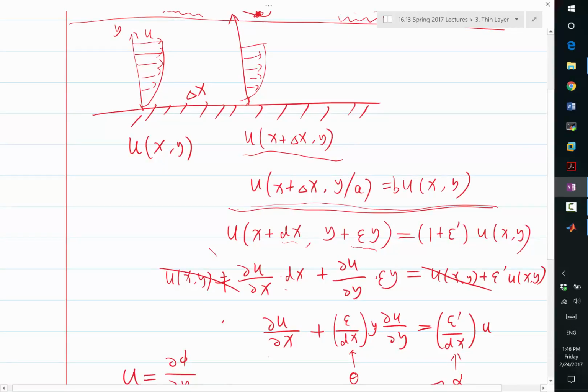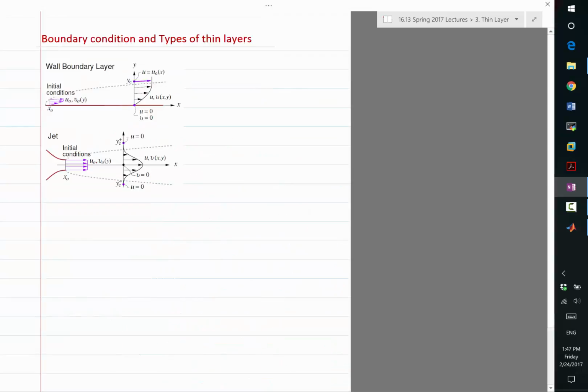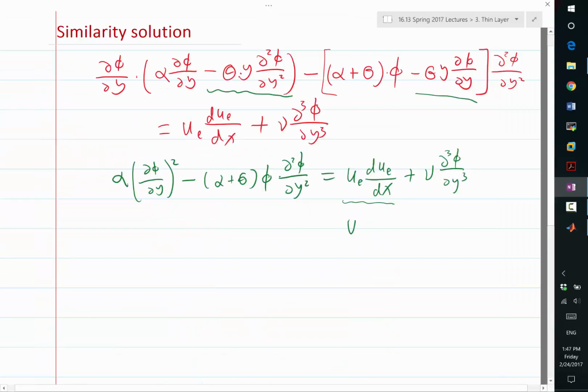So that means if you substitute u with ue, of course ue doesn't depend on y, right? So the y derivative is going to be gone. But all the other terms stay, which means that due dx has to equal alpha times ue, and it's the same alpha. Agreed? Right? So that is ue times alpha squared, because due dx is basically alpha times ue.